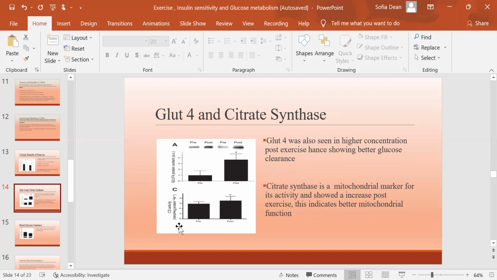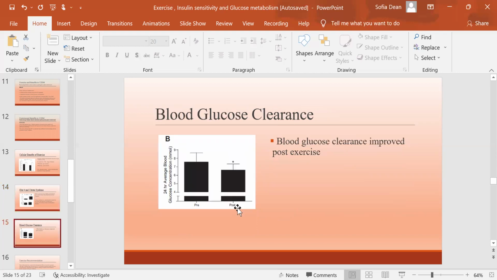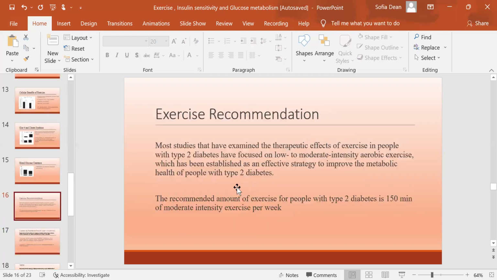And citrate synthase is also a mitochondrial marker for its activity. It has shown an increase in the post, which indicates better mitochondrial function. This graph basically shows a 24-hour average blood glucose concentration. And you will see that post-exercise, it shows a decrease, which shows that glucose clearance improved post-workout.